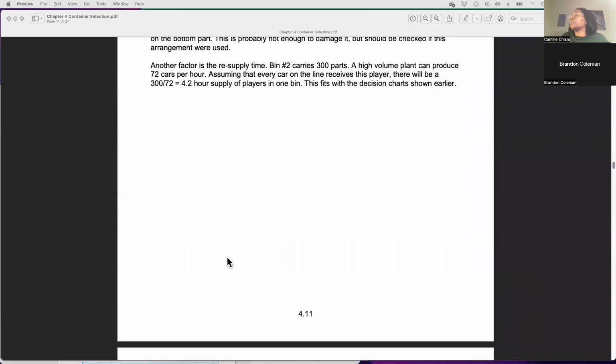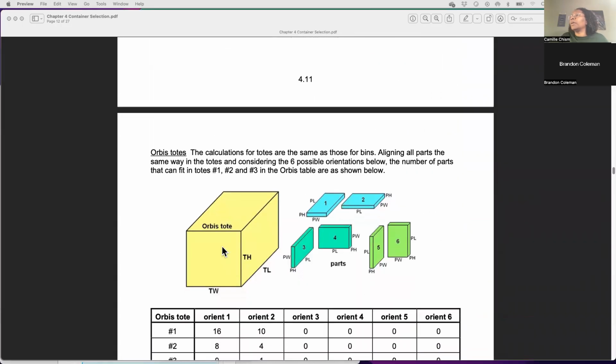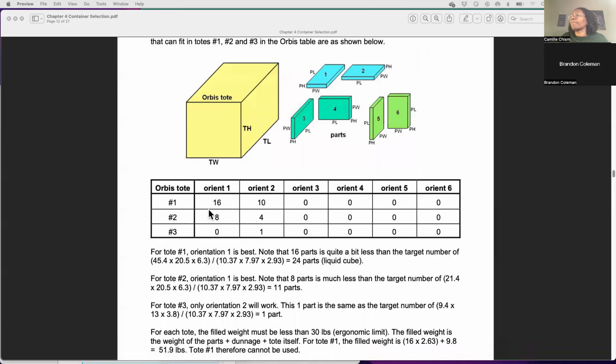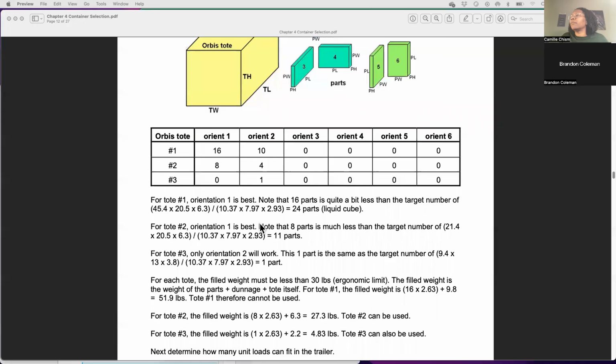I think we're pretty much winding down for the day, but these exercises are showing you all the different scenarios that you could possibly do. It shows you how many you can get for the orientation.